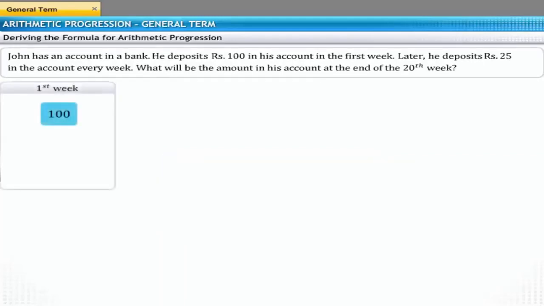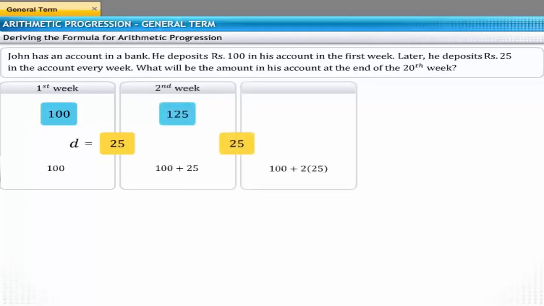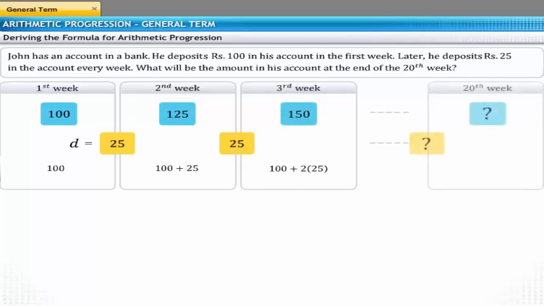After saving 100 rupees in the first week, John saves 25 rupees every week. Therefore, the common difference, D, in John's savings every week is 25. Thus, the balance in John's account is 100 in the first week, 100 plus 25 in the second week, 100 plus 2 multiplied by 25 in the third week, and so on. Let John's savings in the first week, that is, the first term in the sequence, be A. In this problem, 100 equals A. The common difference, 25, equals D.